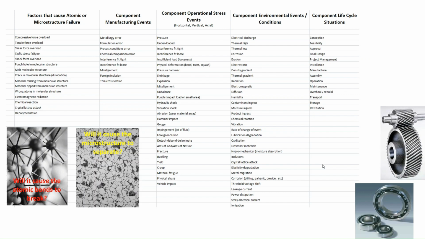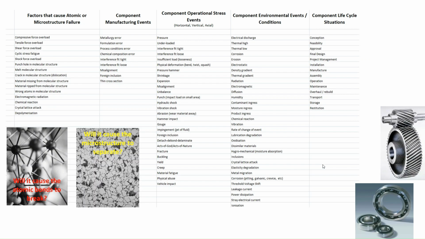Atomic or microstructural failures. These arise from excessive compressive or tensile forces, leading to material deformation or fracture. Cyclic stress fatigue is another common cause, where repeated loading weakens the component over time. Manufacturing-related factors. Defects introduced during production, such as metallurgy or formulation errors or deviations in process conditions, can compromise a component's integrity from the start.